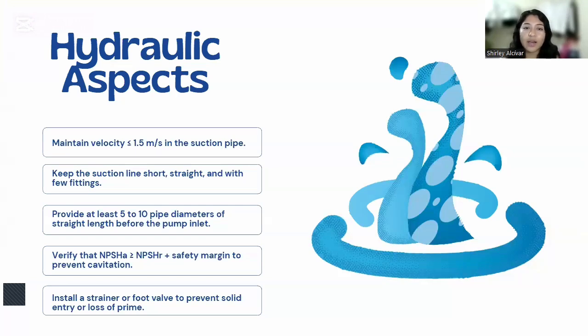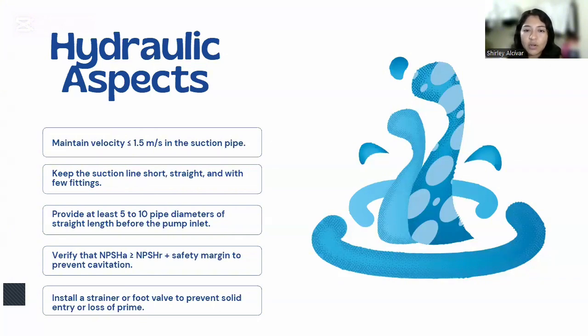Hi. Now I will explain some key design details and technical considerations for suction systems. From a hydraulic point of view, the suction pipe should be short, straight, and with few fittings to reduce energy losses. The flow velocity must stay below 1.5 meters per second, and at least 5 to 10 pipe diameters of straight length should be kept before the pump.